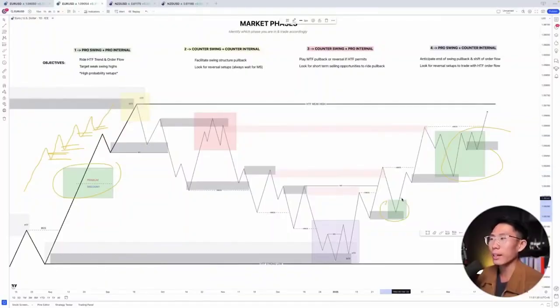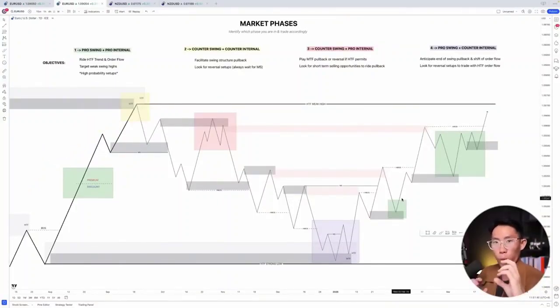This phase of the market, this is where you are able to get the highest probability trade setups, because these are the phases where the internal structure, right, the lower time frame trend is bullish, the medium time frame trend is bullish, the higher time frame trend, higher time frame order flow is also bullish. So you can see everything just aligns itself like clockwork, baby. So this is really when you can be more confident in terms of the trades that you are taking within these phases. So the next phase is the counter swing plus counter internal phase.